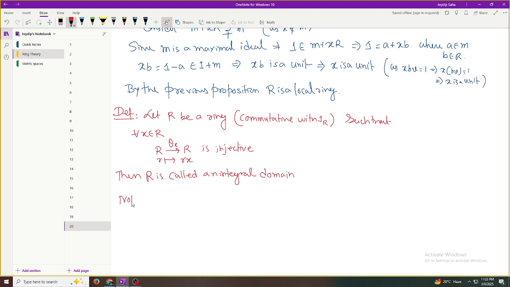Note that R is an integral domain if and only if zero ideal is a prime ideal. Okay, that is another definition, that zero ideal is a prime ideal.